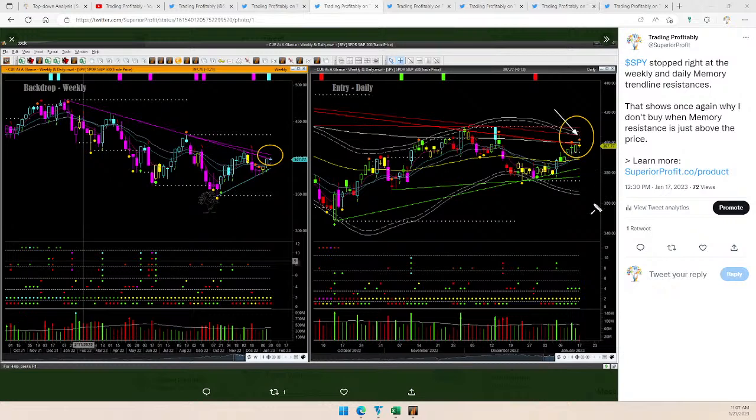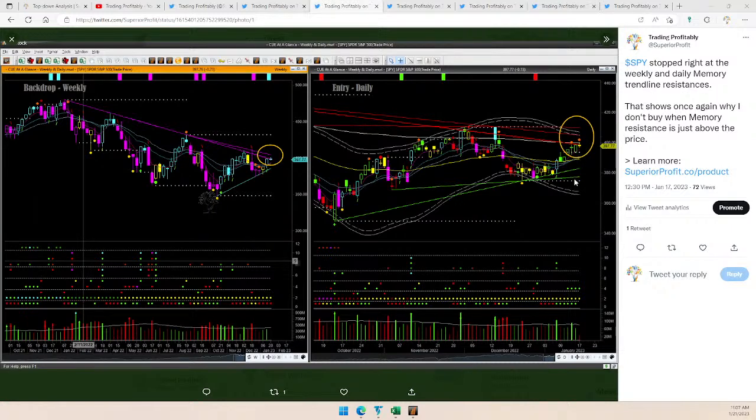SPY created an indecisive candle with bearish indecision at the top, and I commented that shows once again why I don't buy when memory resistance is just above the price. Now this was the first day of the week, first trading day of the week.